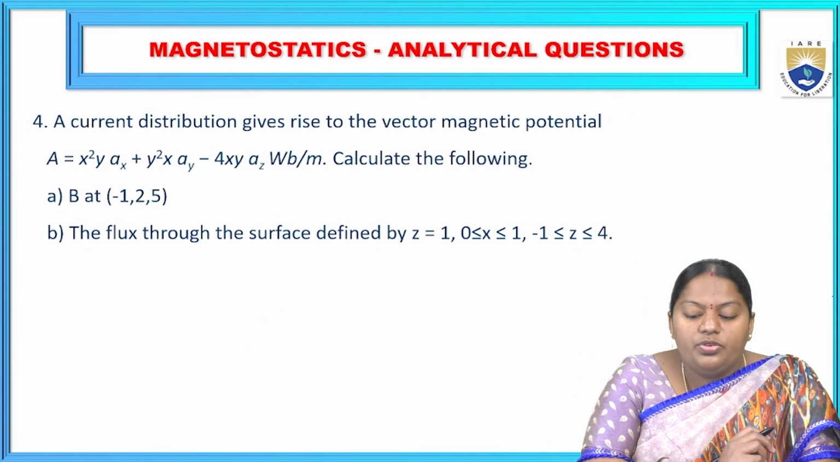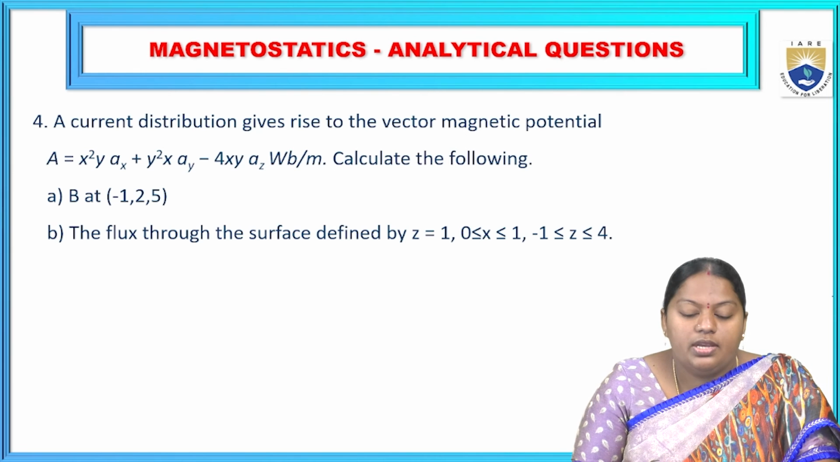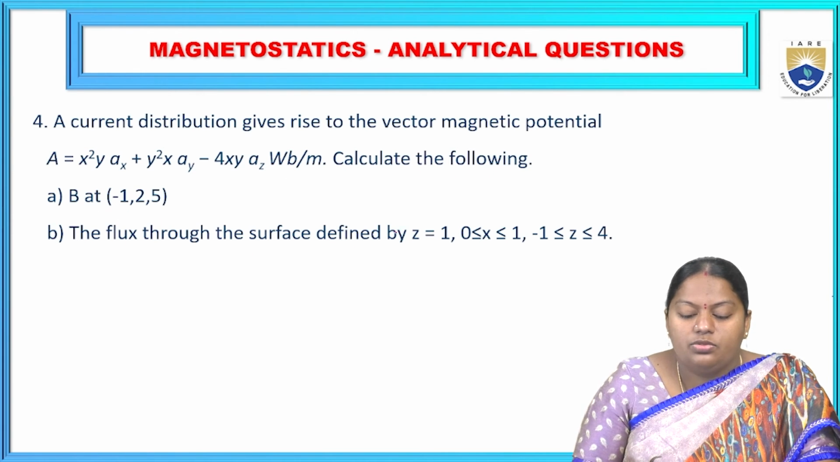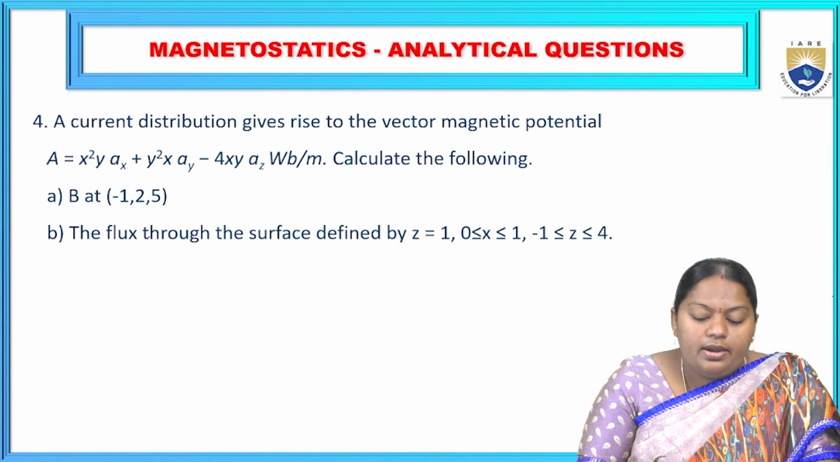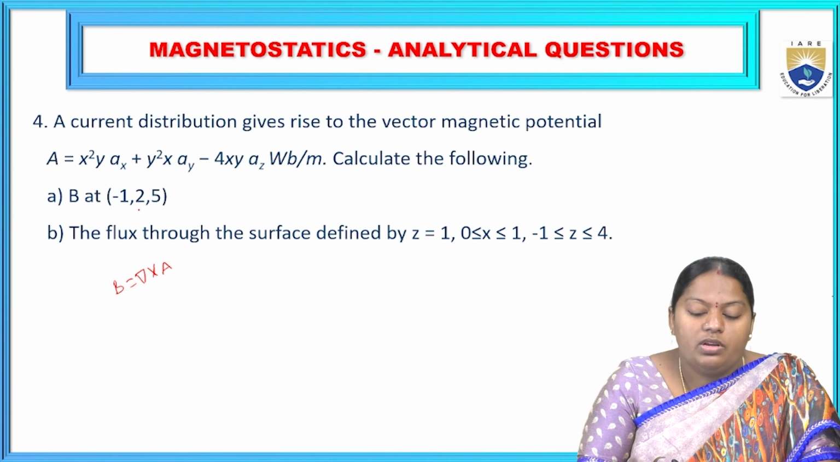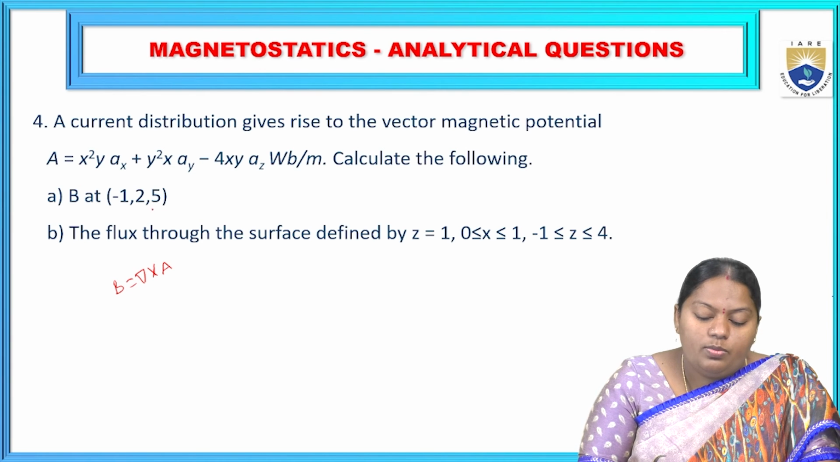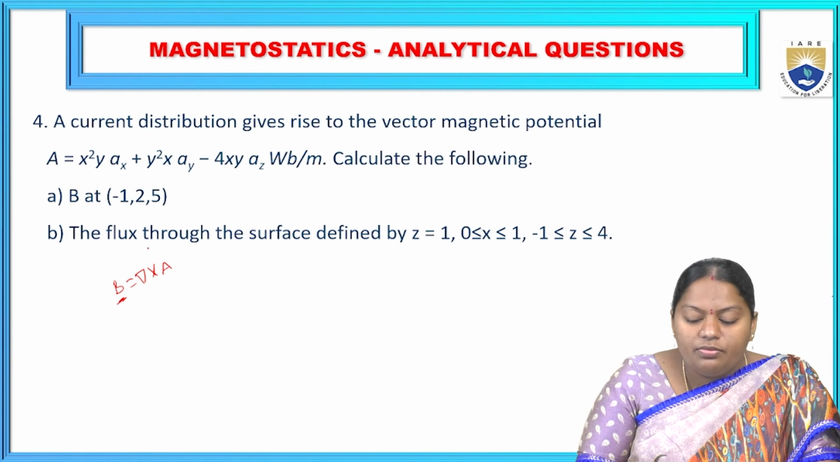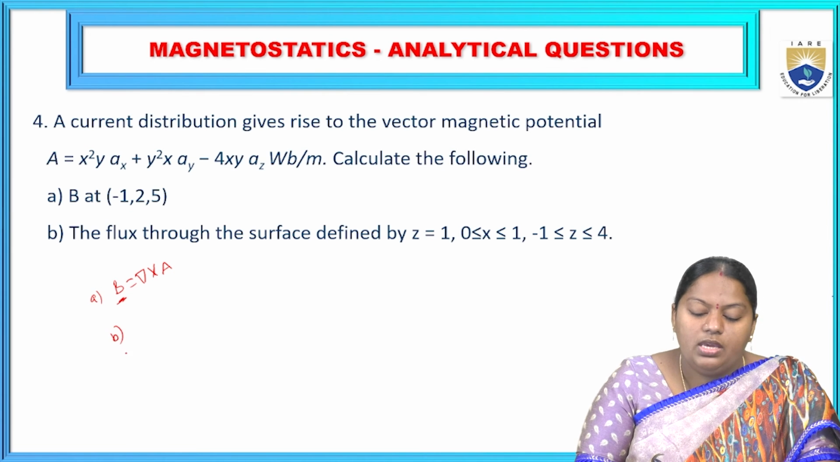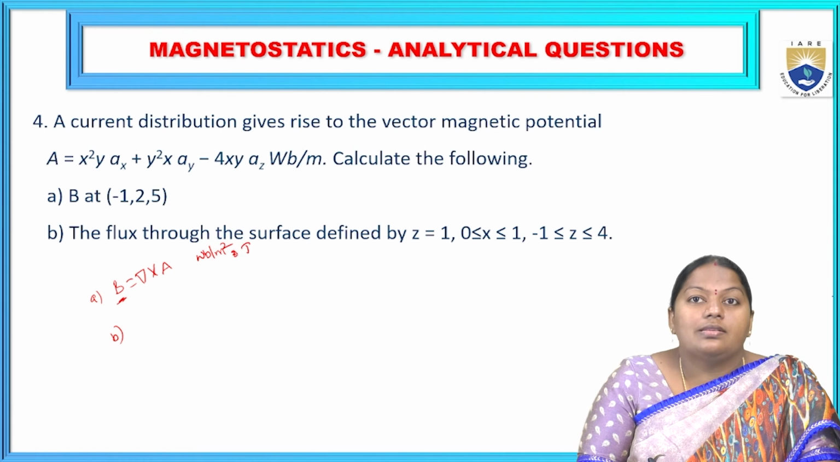Next, a current distribution gives rise to the vector magnetic potential A, which is given, and calculate the following: at B, and the flux through. The B and A relation, as we know, is B equal to del cross A. Upon expanding in determinant form, substitute the x, y, z values as x equals minus 1, y equals 2, and z equals 5, then we will get the value of B. So this is for A, and B can be expressed in terms of Weber per meter square or Tesla.